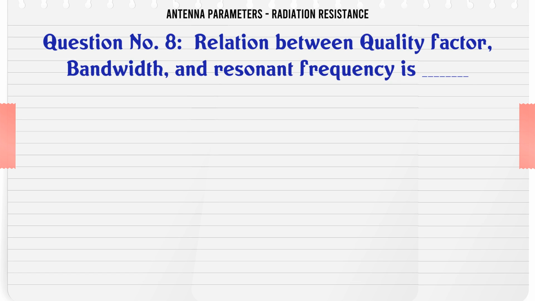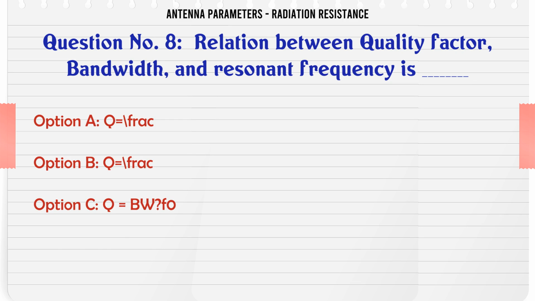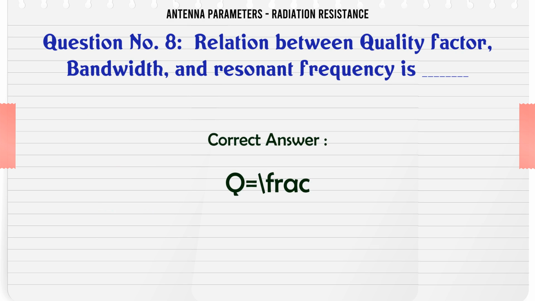Relation between quality factor, bandwidth and resonant frequency is A. Q = BW / F0. B. Q = F0 / BW. C. Q = BW × F0. D. Q = BW / F0 × BW / F0. The correct answer is Q = F0 / BW.